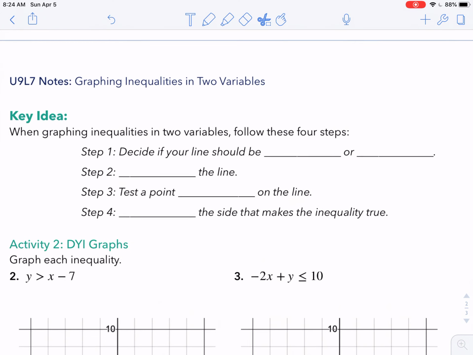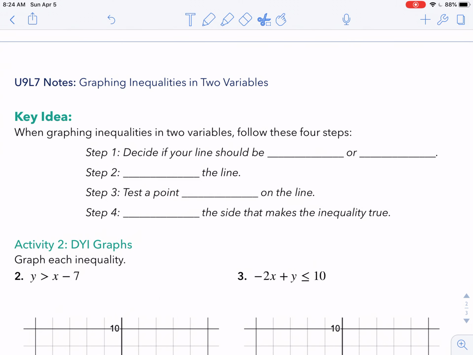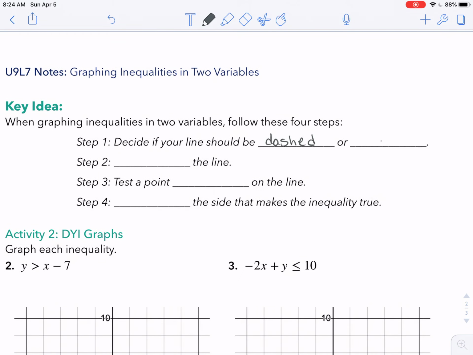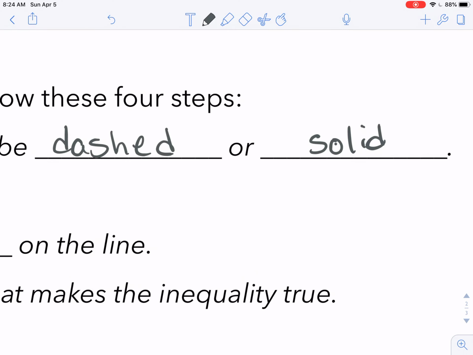So here we go. First, when we're graphing an inequality in two variables, we have four steps. The first step is to decide, should our line be dashed or should it be solid? How do we remember again? Well, going back to earlier, a dashed line is when you have y is greater than x or y is less than x. A solid line is when you have y is greater than or equal to x or y is less than or equal to x.